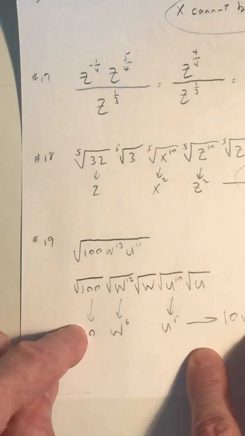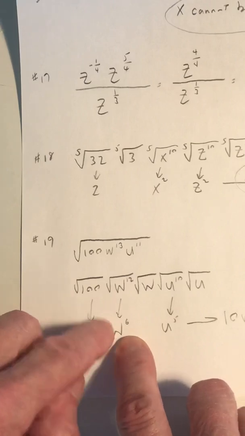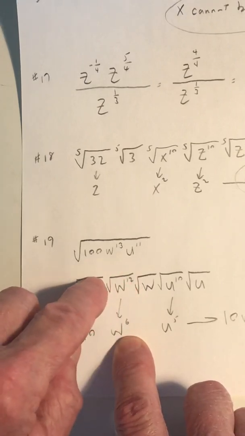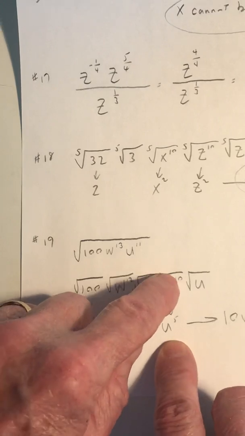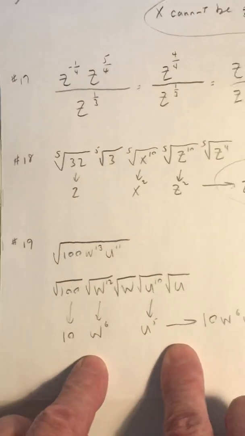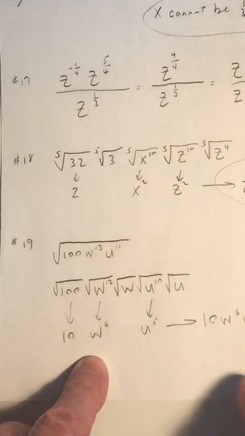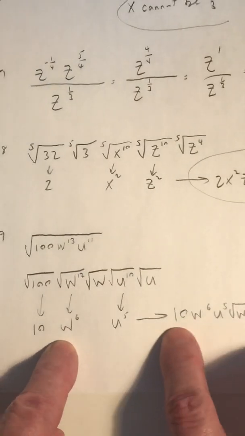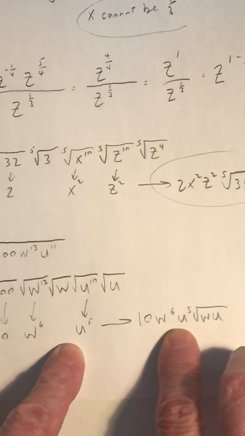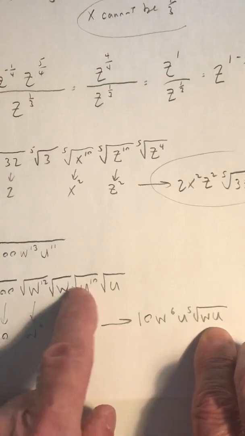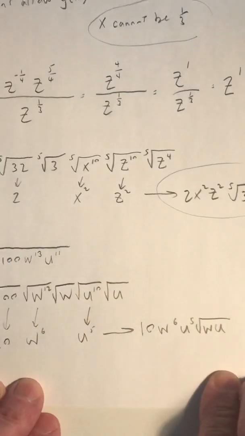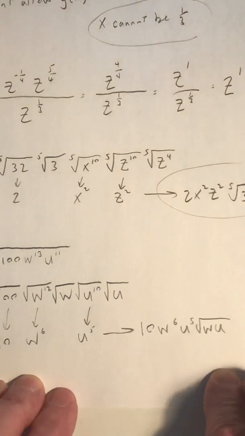So that changes to a 10. This changes to w to the 12 divided by the invisible 2. U to the 10 divided by the invisible 2. These guys are still under the radical. So we have 10 w to the 6 u to the 5th times the square root of wu. And that's the end of this page.